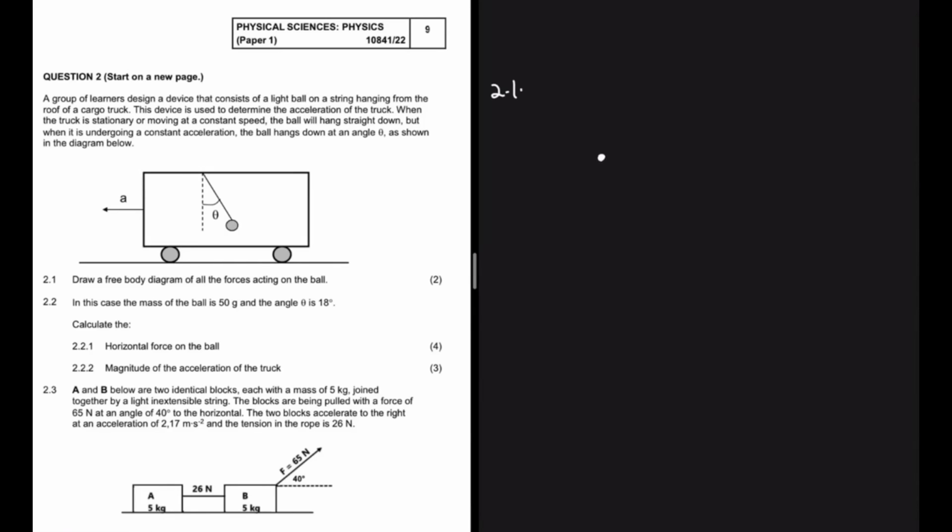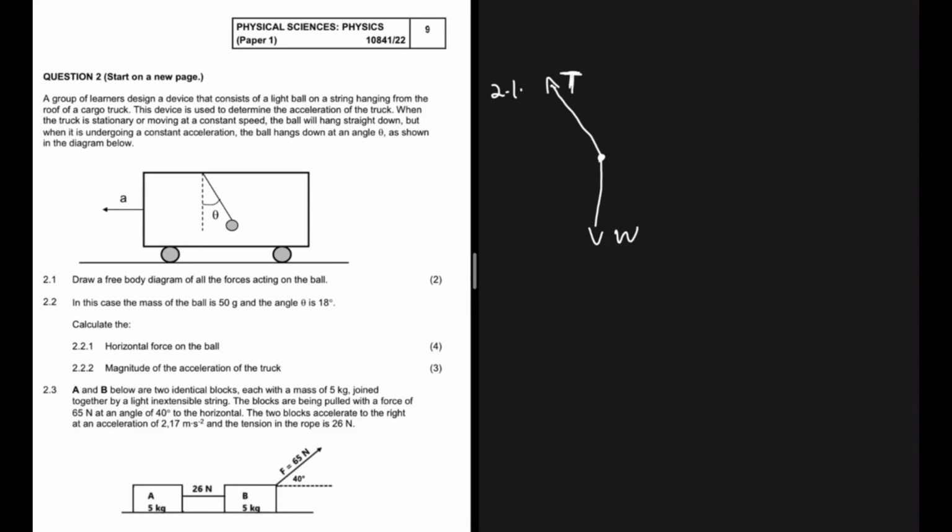The first force, obviously, is always weight. Before you start thinking about any other force, you put weight first, and then you go through your situation. Here we also have the tension, the reason why our ball is hanging from the roof of the cargo, right? So to show the tension at an angle, there we have it. We have the tension and the weight.